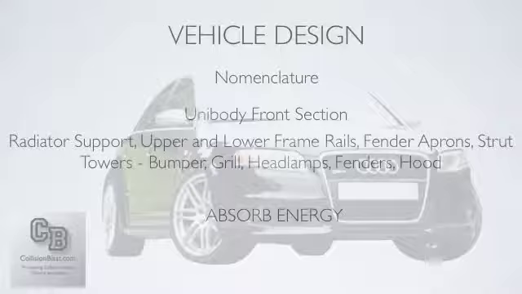You also have the fender aprons, and that's what the fender bolts onto. So you're going to have a right apron and a left apron. The strut towers, that's where your struts bolt in, and that's on the apron. And of course, your bolt-on parts are the bumper, grille, headlamps, fender, and hood. That basically consists of your front part. And again, the front area of your car is designed to absorb, and that's done with crush zones.